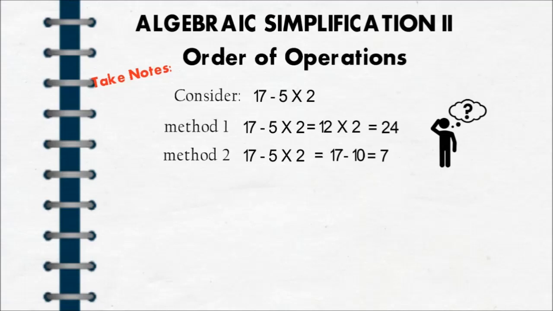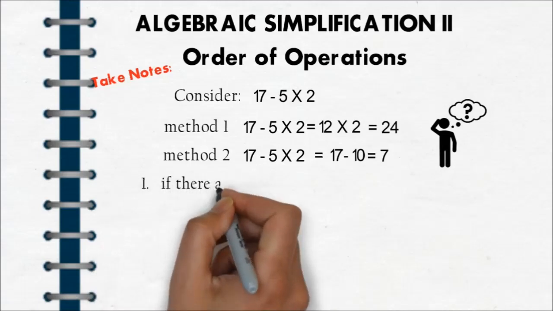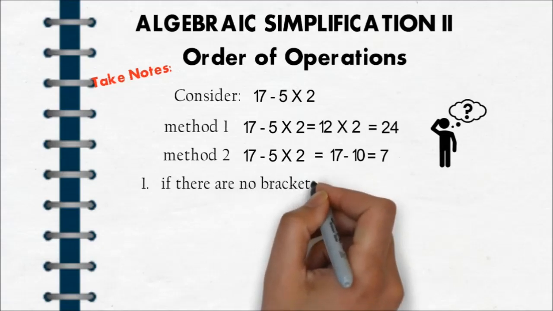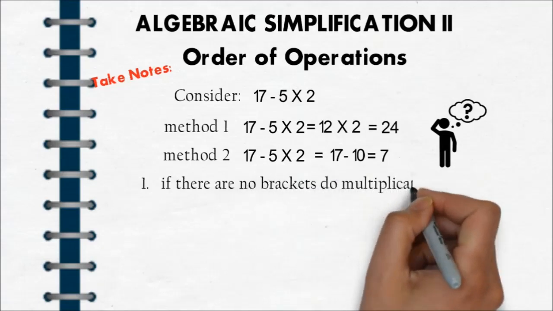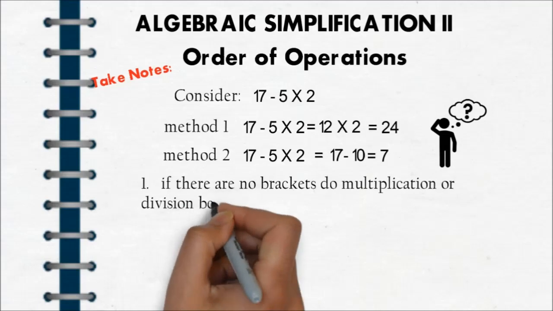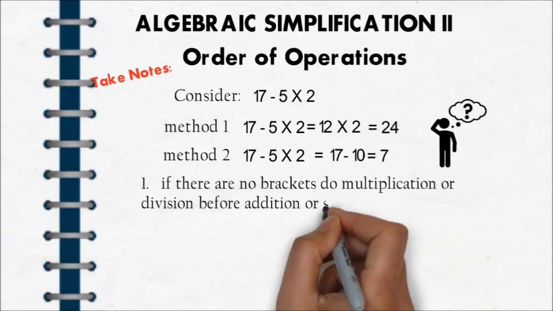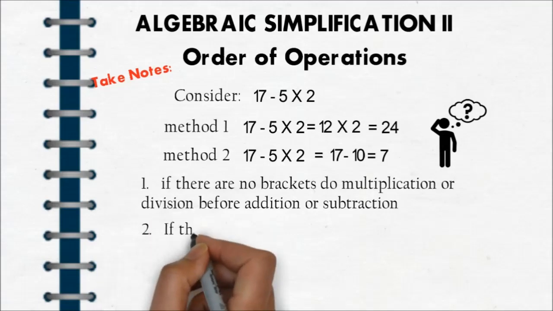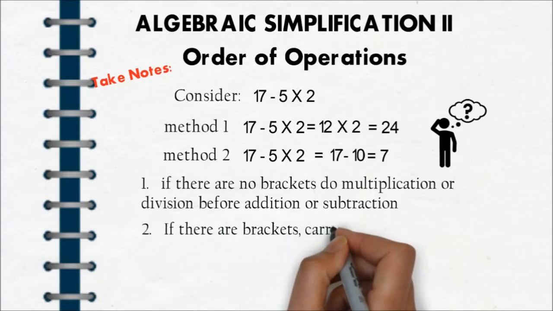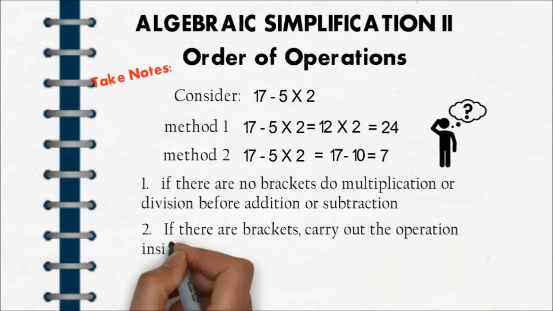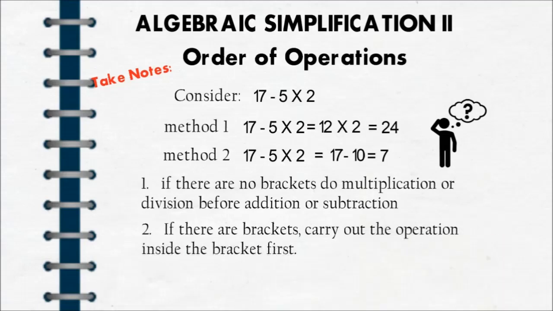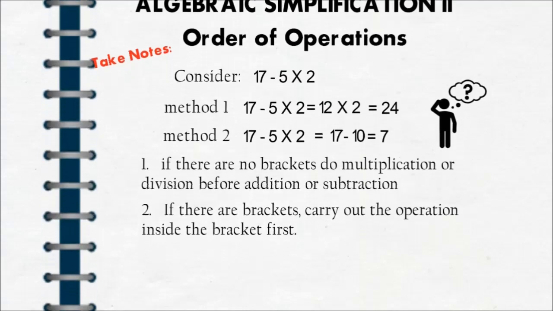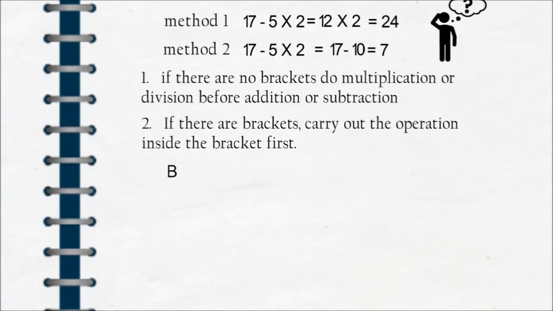Whenever we're given an expression like this, if there are no brackets, do multiplication or division before addition and subtraction. That's rule number 1. Now, rule number 2, if there are brackets, carry out the operation in the bracket first. Now, these rules have been summarized to the acronym we're familiar with, which is BODMAS.